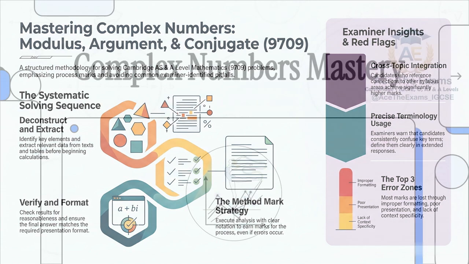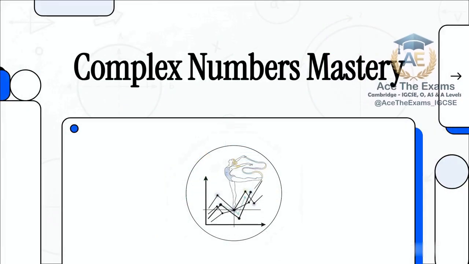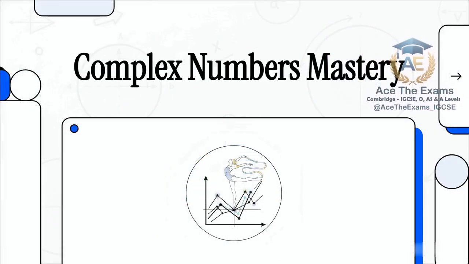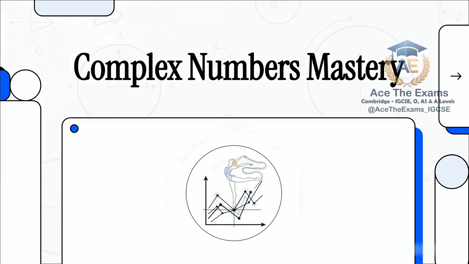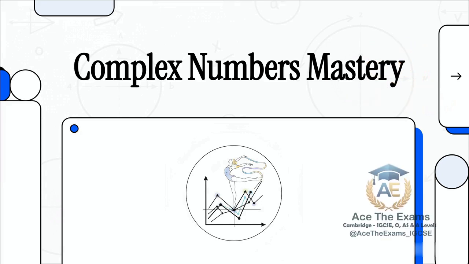Today, we're tackling an absolute foundational pillar of Cambridge Mathematics AS and A level, specifically for syllabus 9709, complex numbers. Now, we're going to be looking at three vital elements today: the modulus, the argument, and the conjugate.